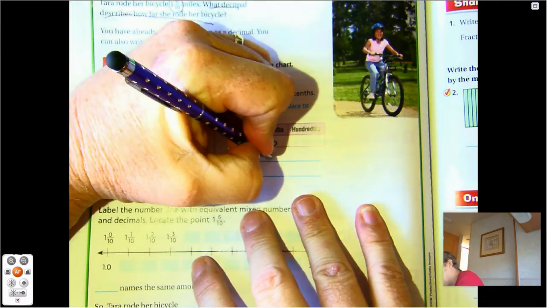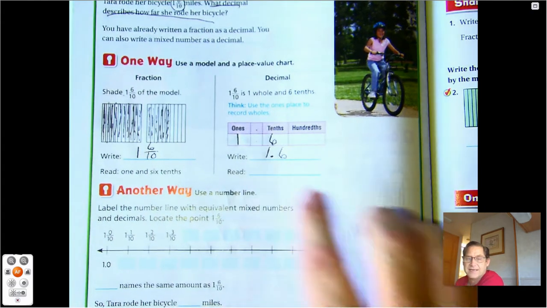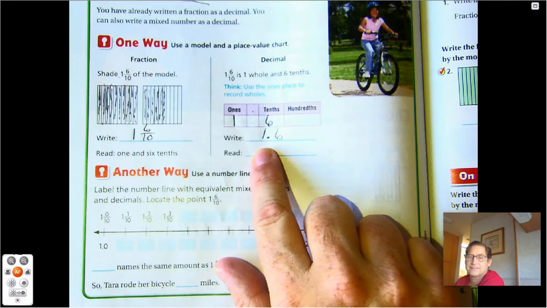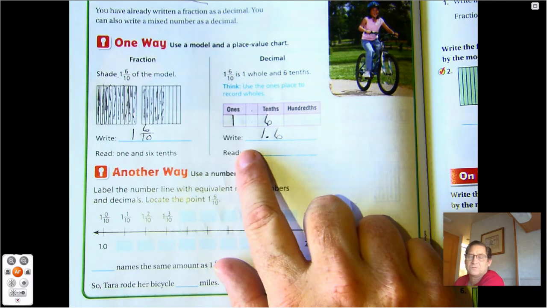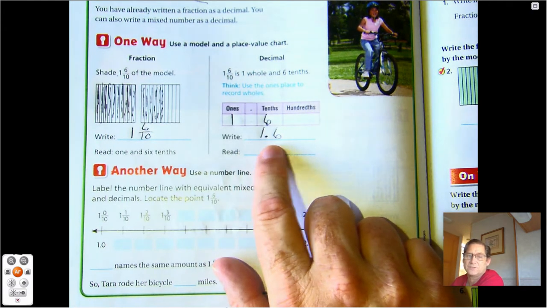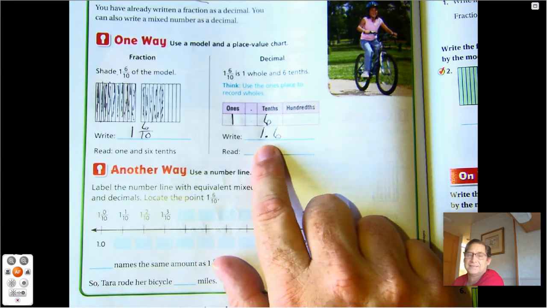And as a decimal, the decimal can, in this case, be read as 1 and 6/10. Okay, let's use the mathematical terms for how we read these numbers. Don't say 1.6. Read it as 1 and 6/10.